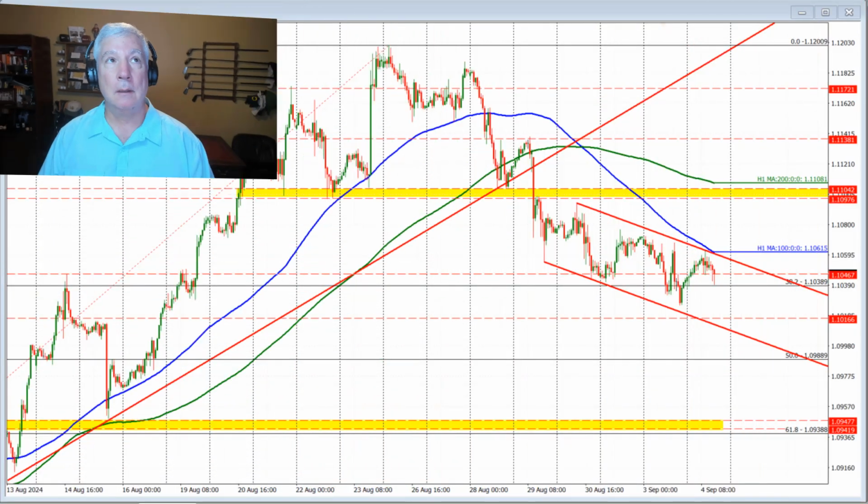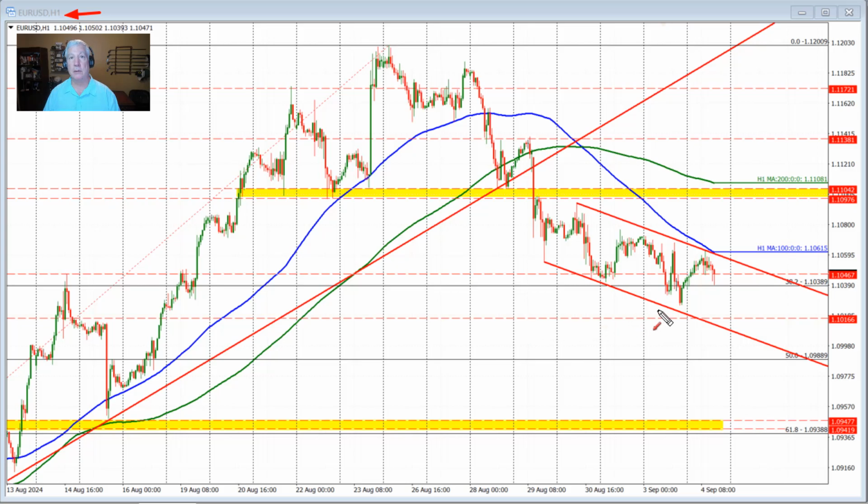In the Kickstart video, I take a look at three of the major currency pairs, the euro versus US dollar, the dollar versus yen, and the sterling versus US dollar from a technical perspective. So let's get started. Let's look at the euro versus US dollar on the hourly chart.